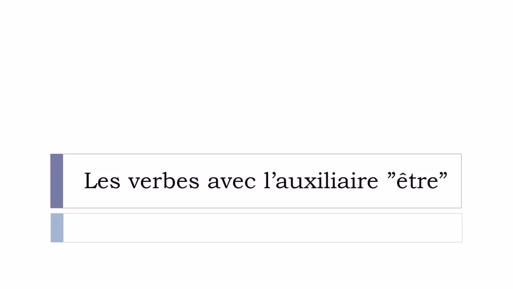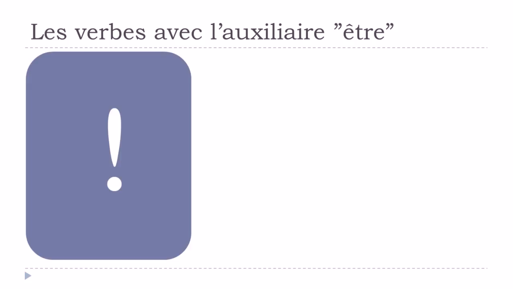Les verbes avec l'auxiliaire être. So if you remember, in some cases, for what we call composed tenses, you will have to use whether avoir or être. In most of the cases, you will have to use avoir. But in some cases, you will have to use this auxiliaire être. I've been doing some videos regarding this topic, but I thought it might be useful to see, because there are many different techniques to remember the list of verbs that will require this être verb. Here is one of them.